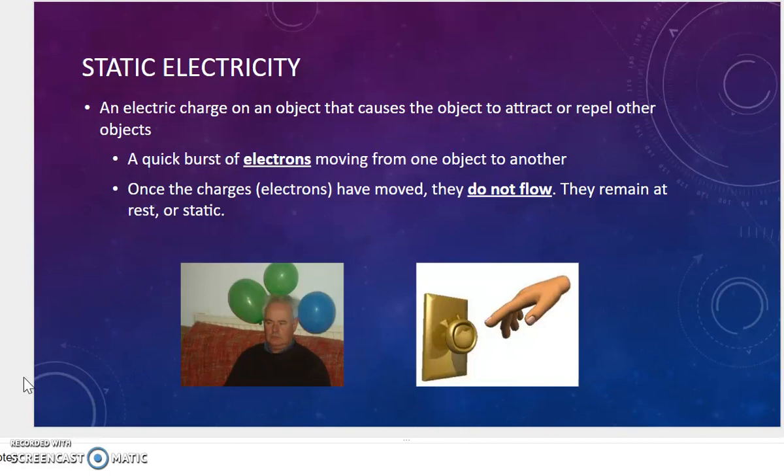Moving on with static electricity, it is important that you know this is different from current electricity. Static electricity is a short burst of electrons from one object to another. It is not a flow of electrons that keeps going and going. It is very quick and over with.